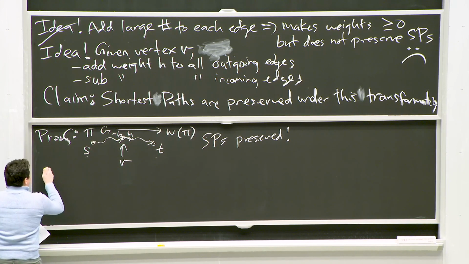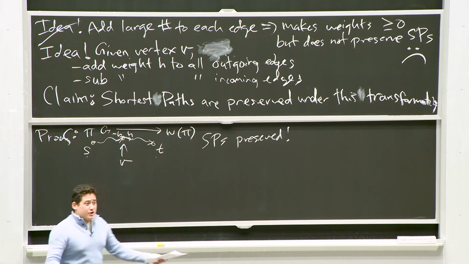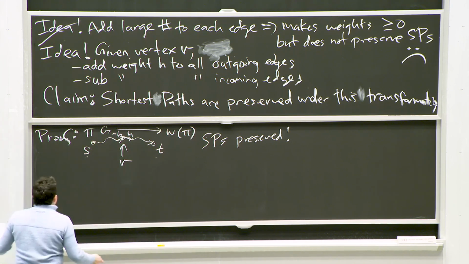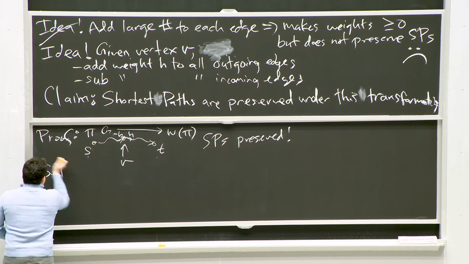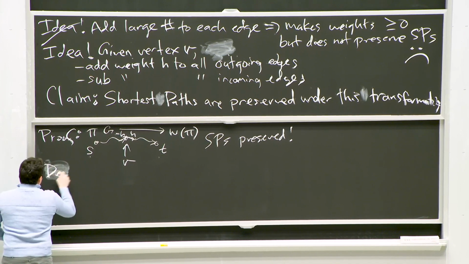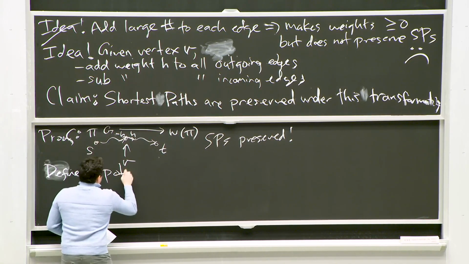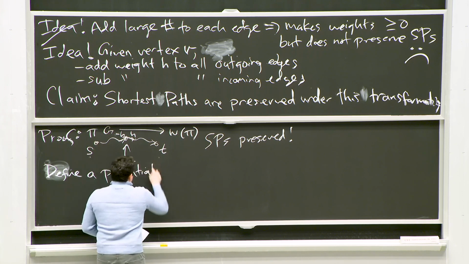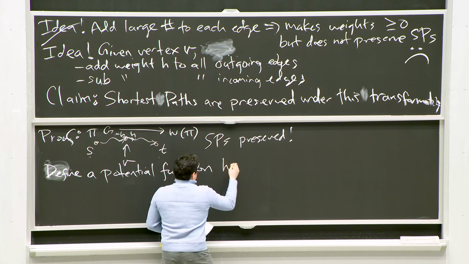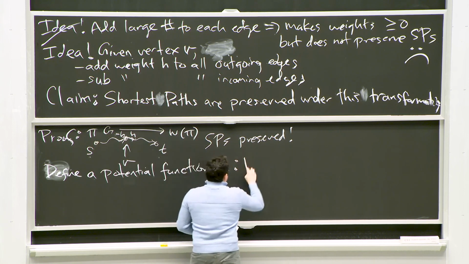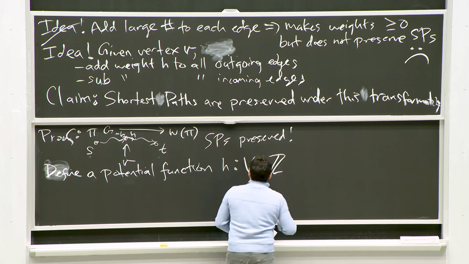What I'm going to do is I'm going to want to do this to give me flexibility for changing all the edge weights in my graph to have this property. I'm going to set, or define, a potential function H that maps vertices to integers.